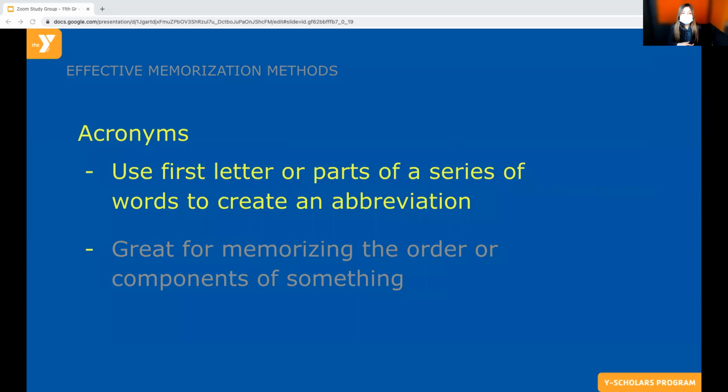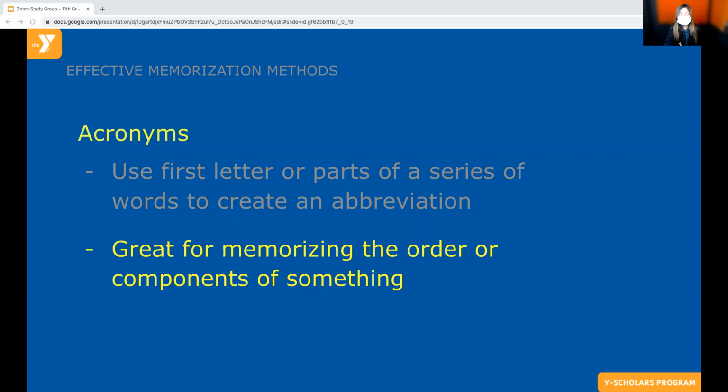Moving forward, there are also acronyms we could use. Acronyms are using the first letters or parts of a series of words to create an abbreviation. This is great for memorizing the order or components of something. Acronyms, again, are most useful in subjects that require that specificity and order. So this could be as in biology.